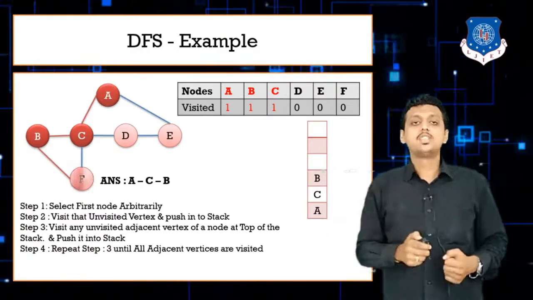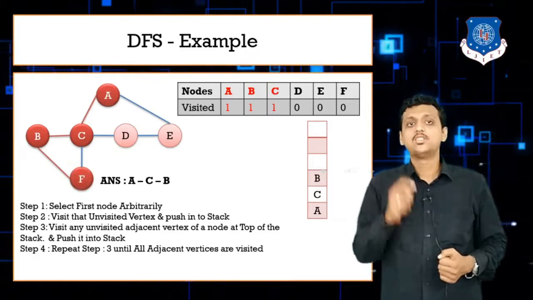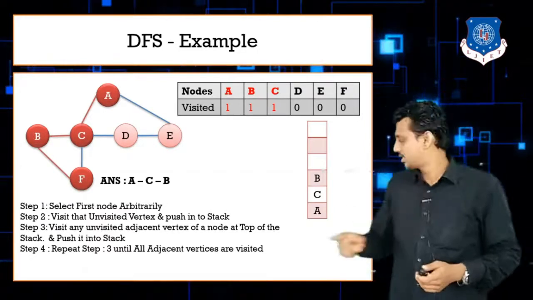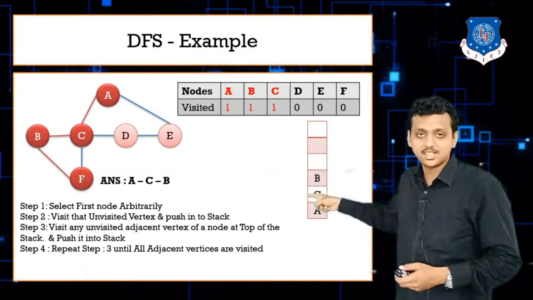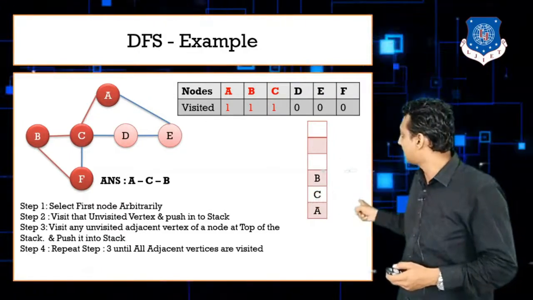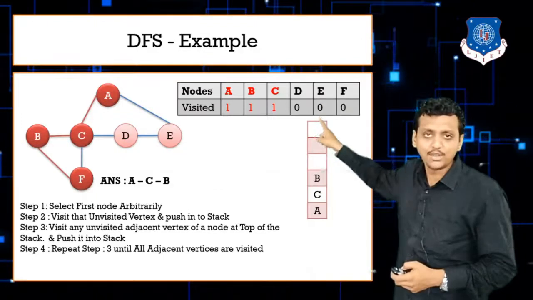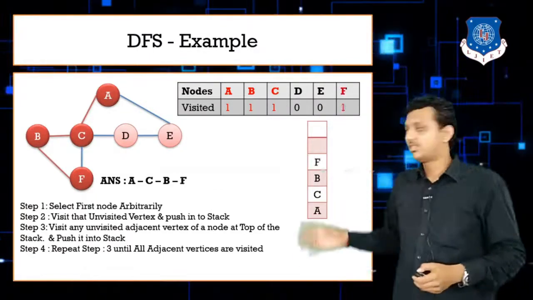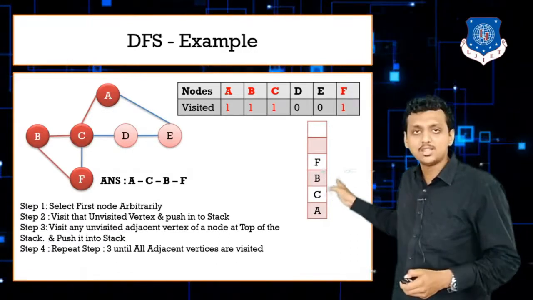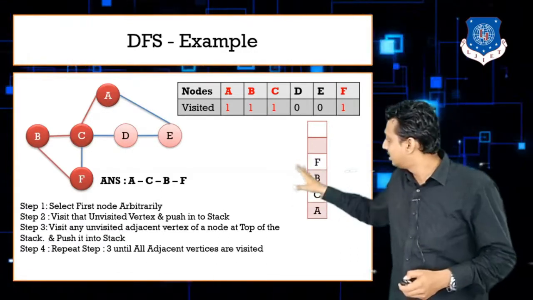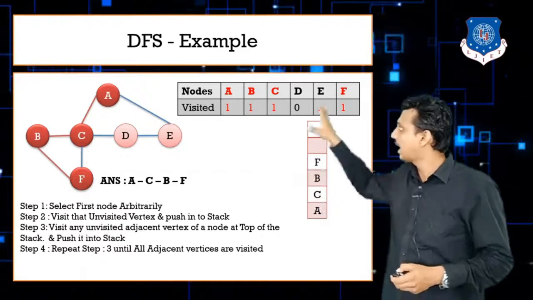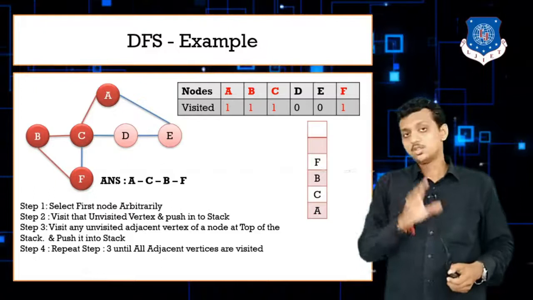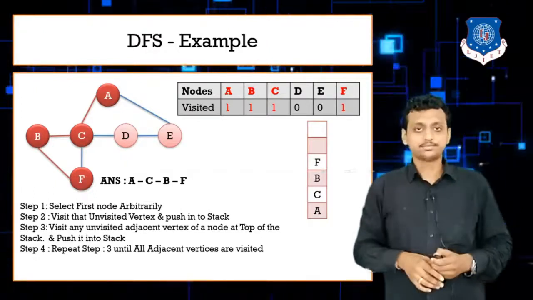Now visit F. We need to do 3 things. First, visit F and write it down in the answer. Then push F inside the stack. Then make the value of F from 0 to 1. So here I put the F value inside the stack, write the answer in the answer block and make the value 0 to 1 for node F. Up to this point, node F is visited.